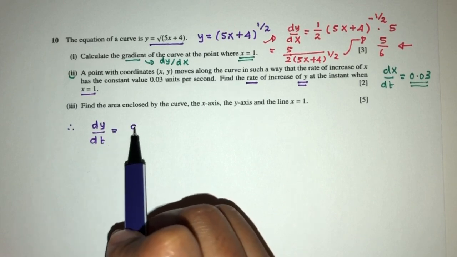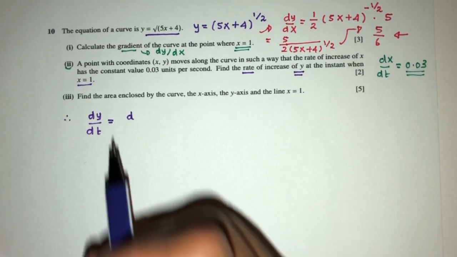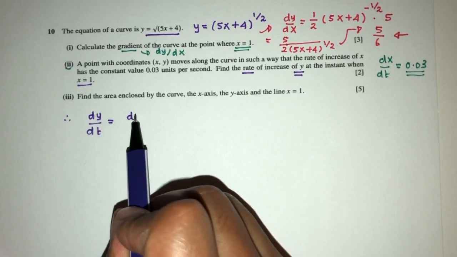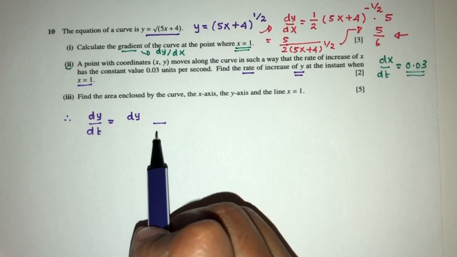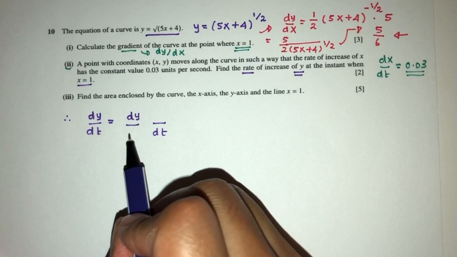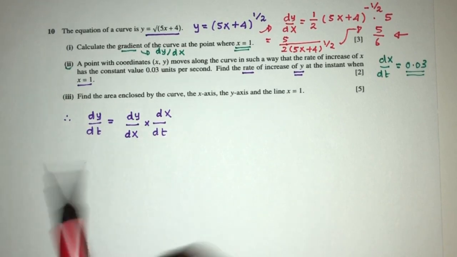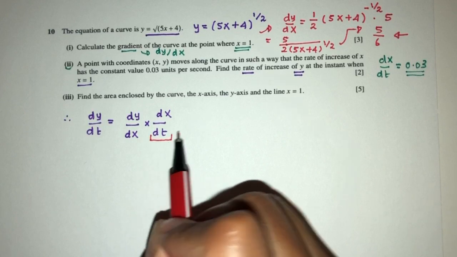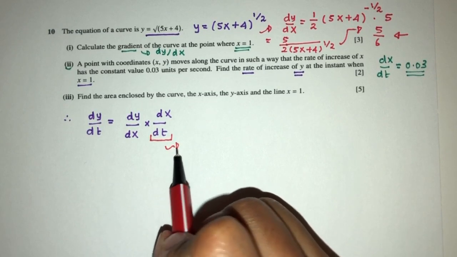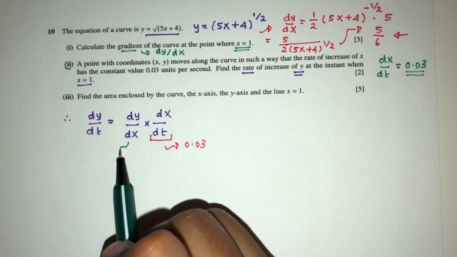Equate that to... we have to use the chain rule to form a formula we can use. Here we have dy on top, so we write dy. And here we have dt at the bottom, we write dt. Now they are connected by what? By x, so that will be dx and dx. So now we know this part already. dx by dt will be the value of 0.03. Now dy by dx will be what?